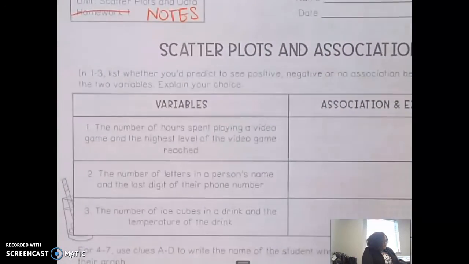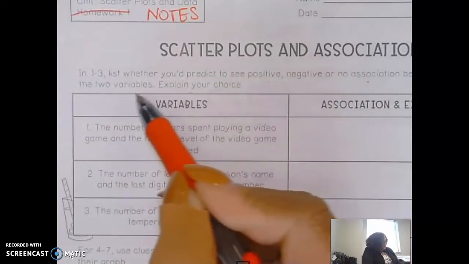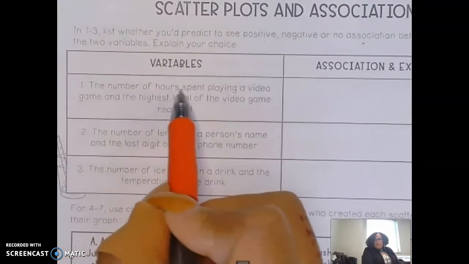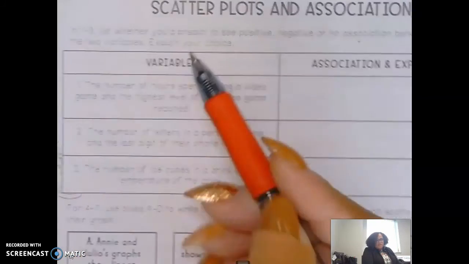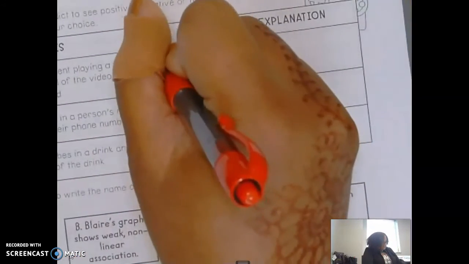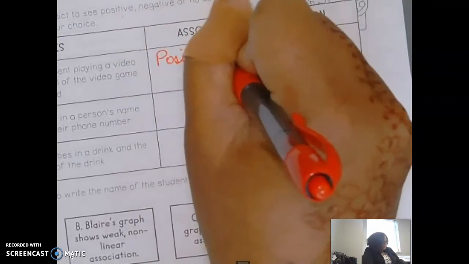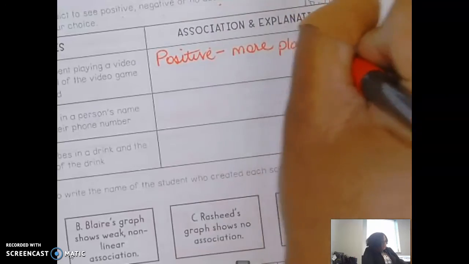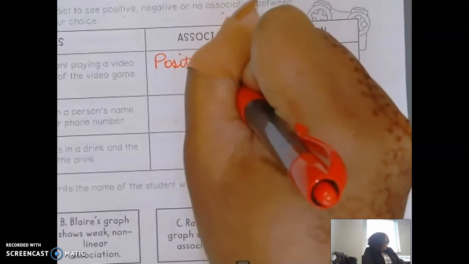It says in 1 through 3, list whether you predict to see positive, negative, or no association between two variables and explain your choice. So number 1, it says the number of hours spent playing a video game and the highest level of the video game reached. This would be a positive association, because the more you play, the better you get at it, right? More play leads to higher levels.